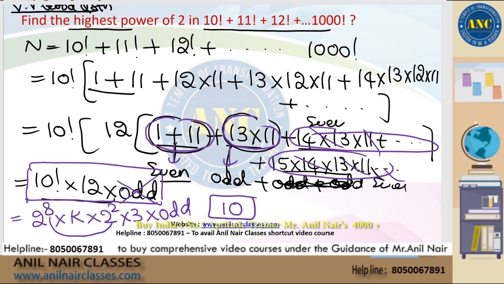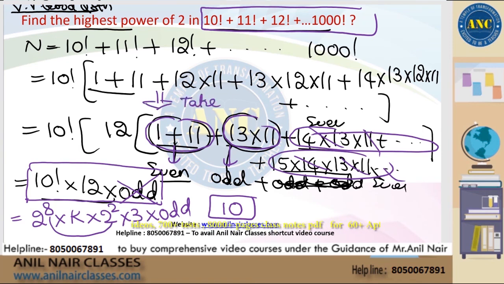Previous question answer is 8. What is the difference? Previous question is 10 factorial plus 12 factorial plus 14 factorial. Here it is there. Only thing from here to here, take 12 common. Take 12 common, you will get the answer. I hope it is clear, right?